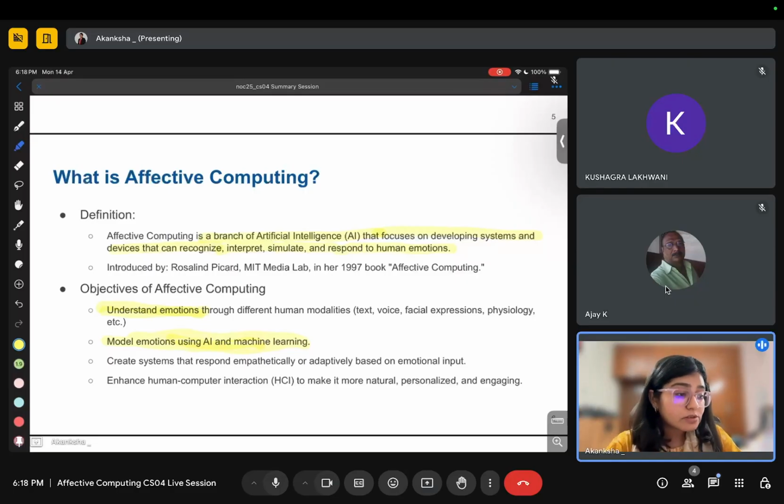We also want to create systems that respond empathetically or adaptively based on the emotional input. Ultimately, the goal is to enhance the HCI component, which makes conversations feel more natural, personalized, engaging, and useful, I would say fruitful.